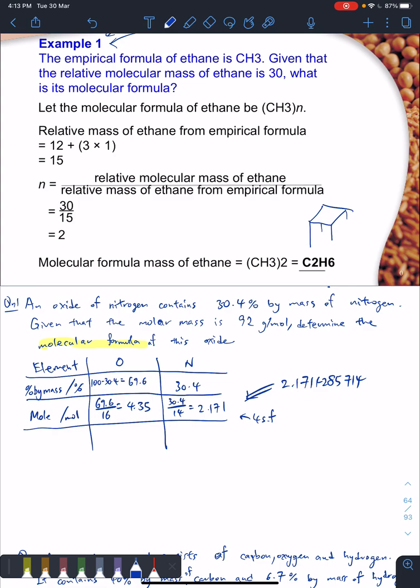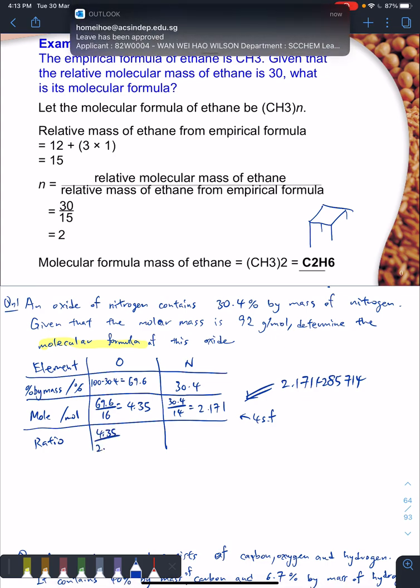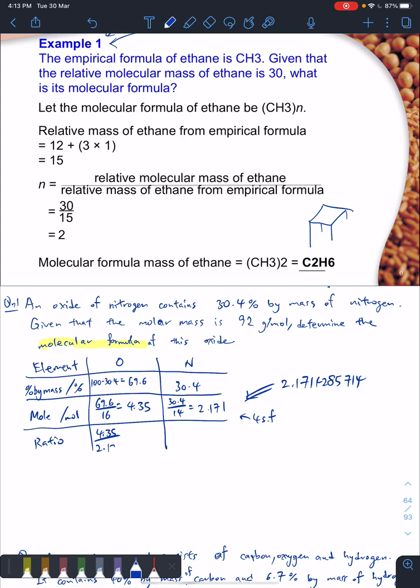And the last step is ratio. Alright, let's find their ratio. Ratio has no units, so 4.35 divided by the smallest mole, 2.171, so it's approximately 2. Therefore, the empirical formula would be NO2. And that itself gives you 2 marks.